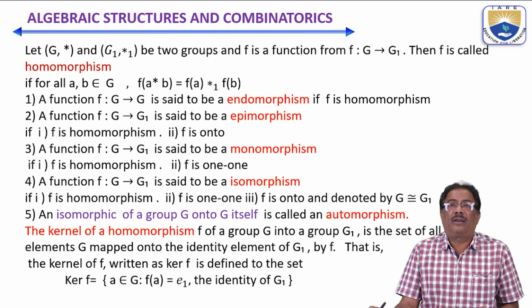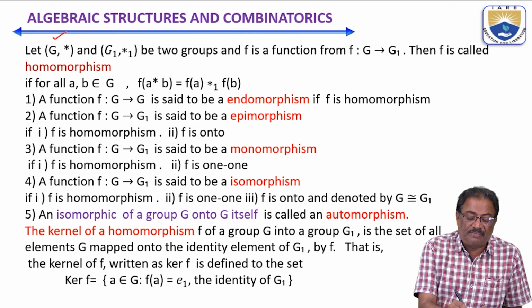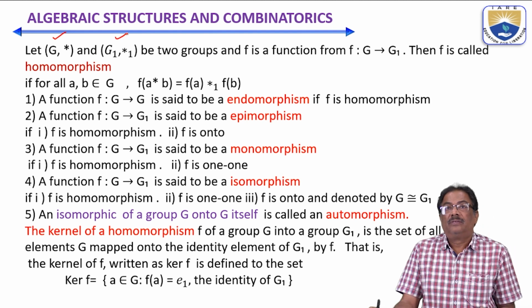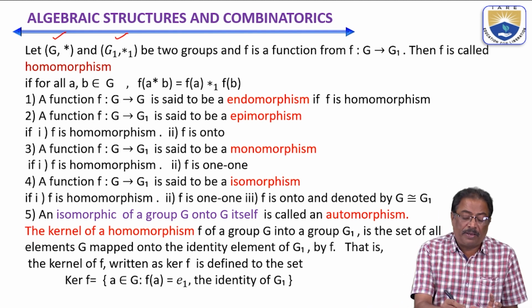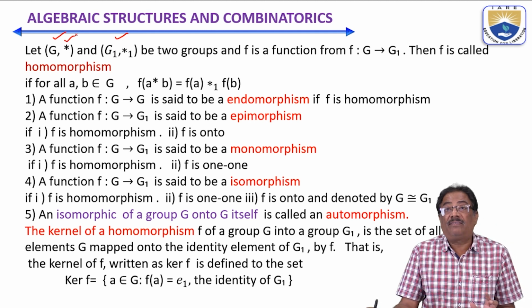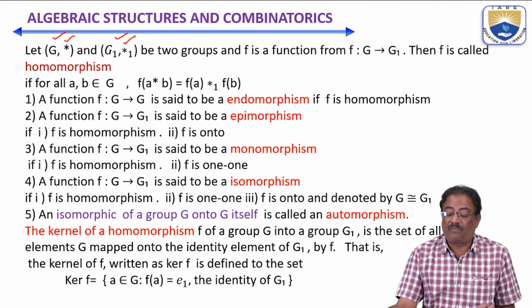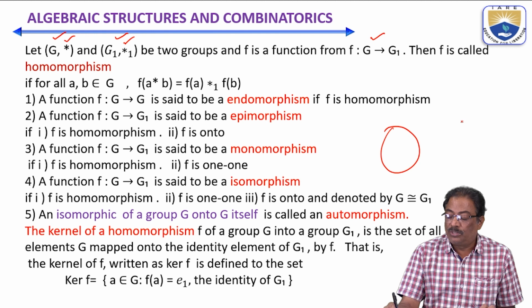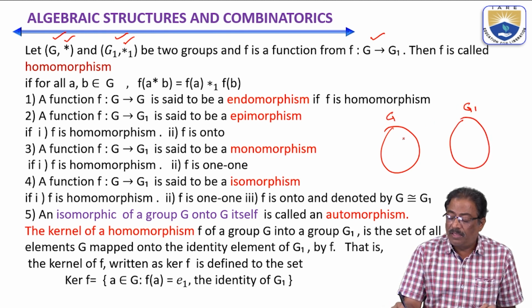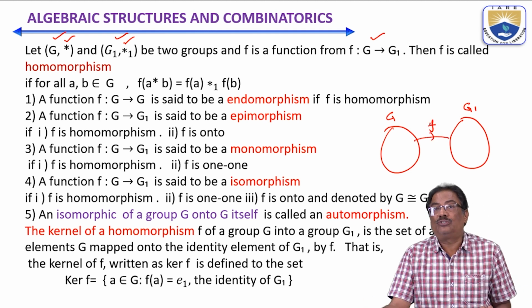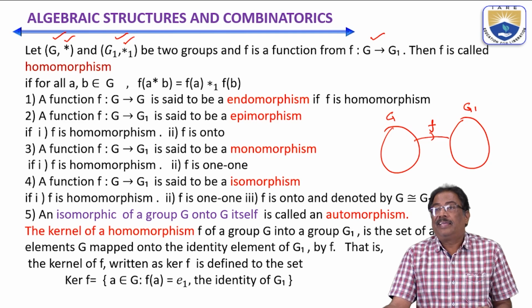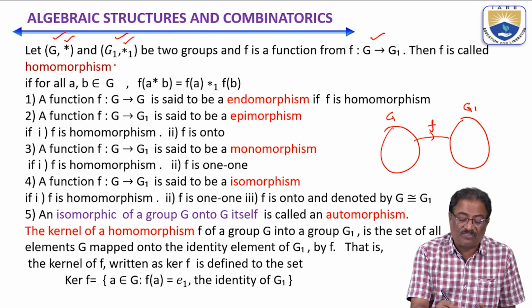Now let us go for the next definition. Two groups are given, G and G1. G is a group under the binary operation star, and G1 is a group under the binary operation star 1. Then f is a mapping from G to G1, and f is called a homomorphism when the following holds.